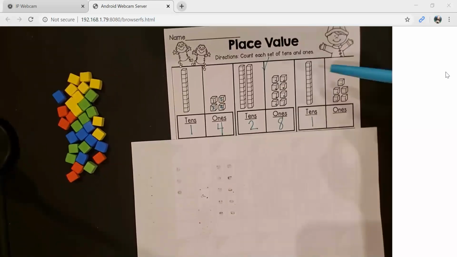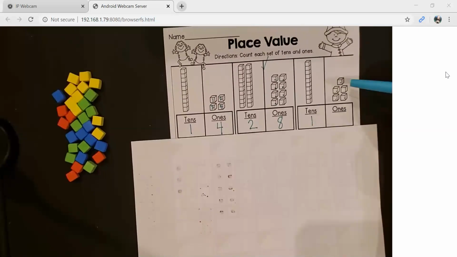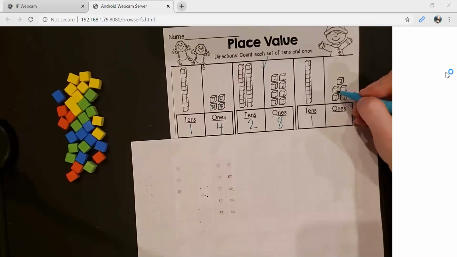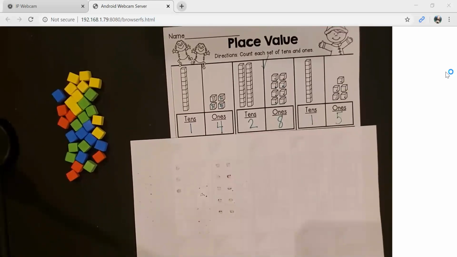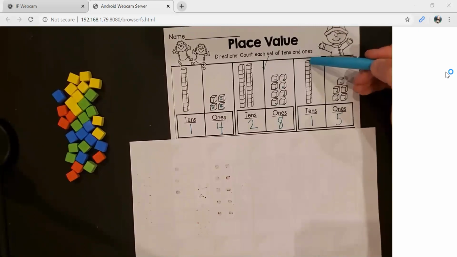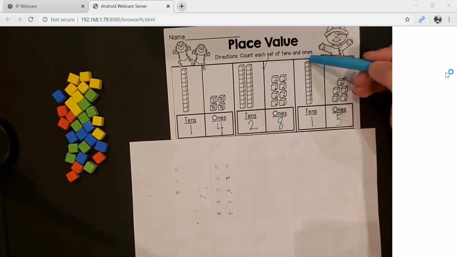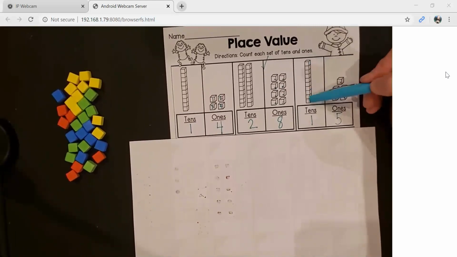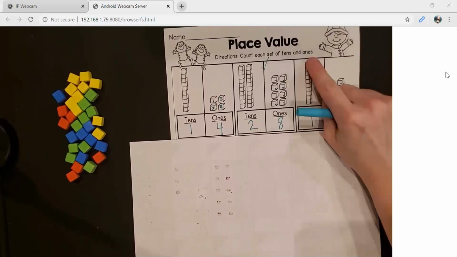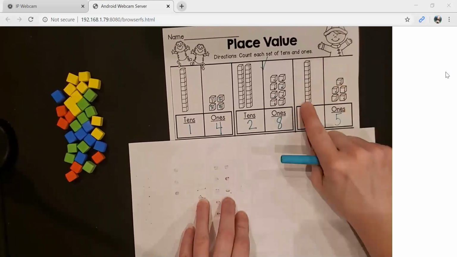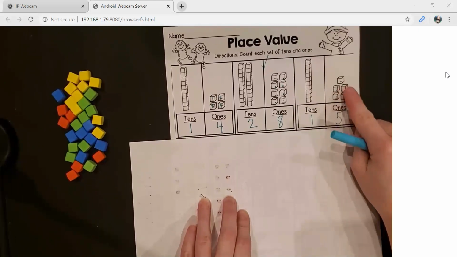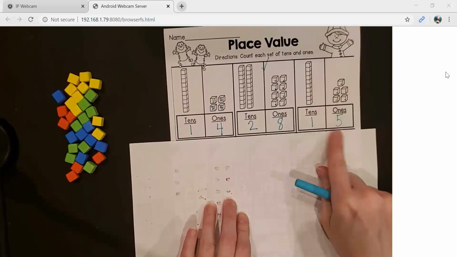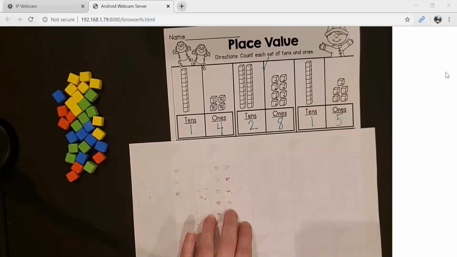Okay, so we have 1 10 stick, and we had 1, 2, 3, 4, 5 ones. And together that number is, now remember, I don't have to count each one of these again because I know that that's 10. 10, or like in class we trace it with our finger, 10, 11, 12, 13, 14, 15. This number is 15. I know you guys can get the hang of it.